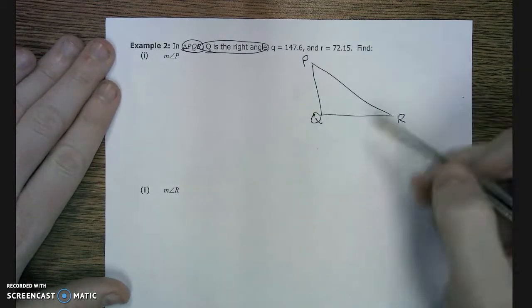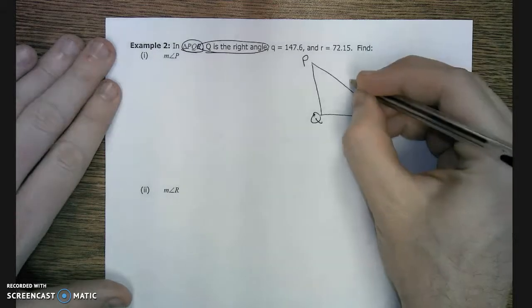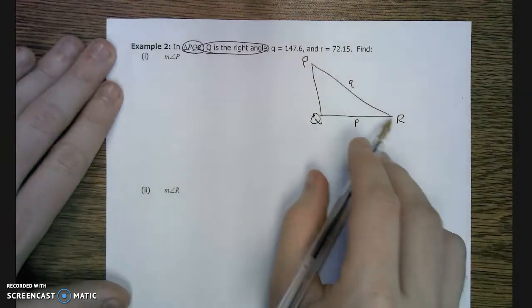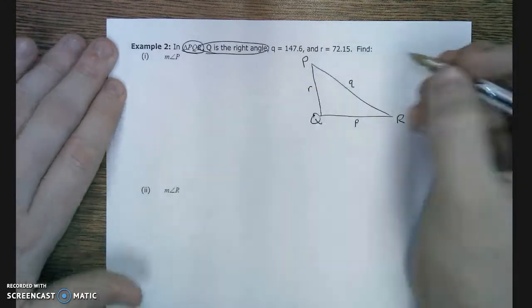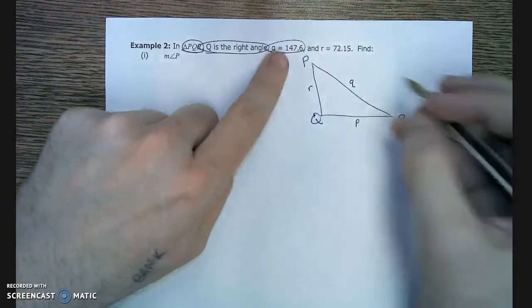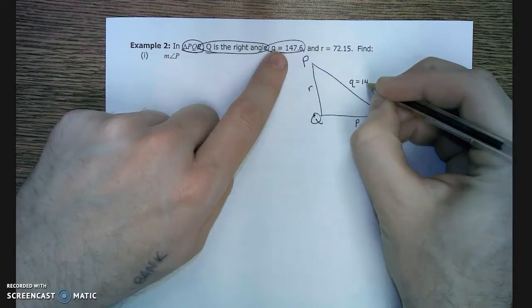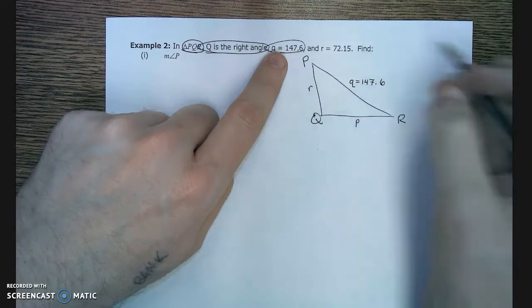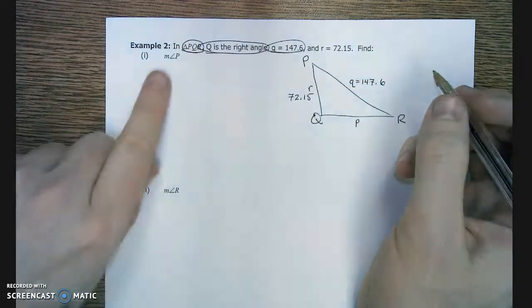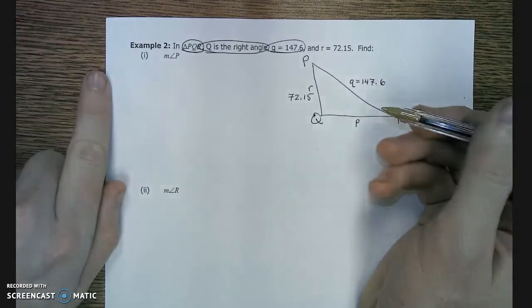Once you label your angles, then you need to think about that is side Q because it's opposite of Q. This is side P because it's opposite of P, and this is side R because it's opposite of R. And then let's label the other ones. They give me Q is 147.6, R is 72.15, and we are looking for everything else.